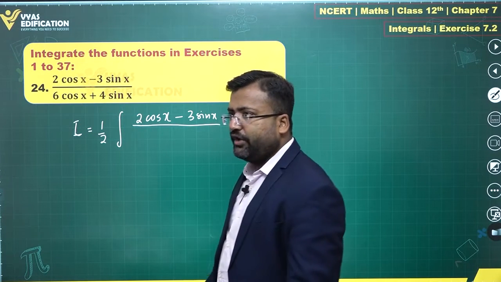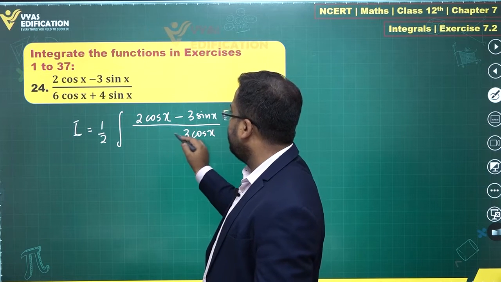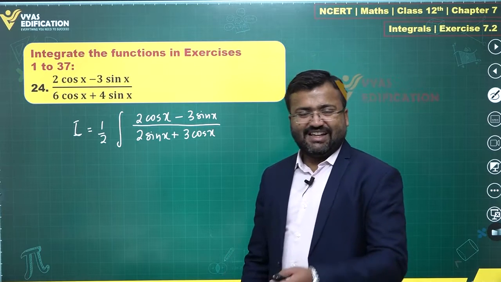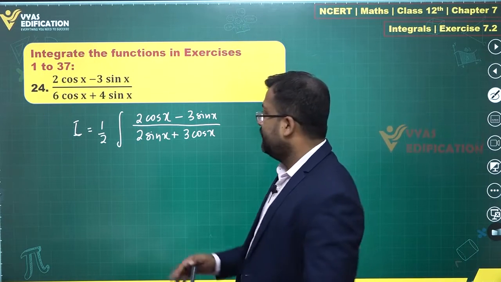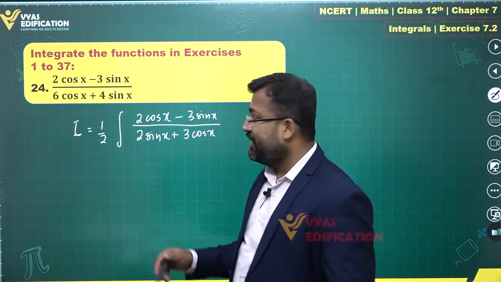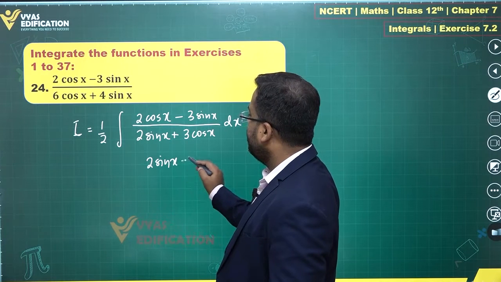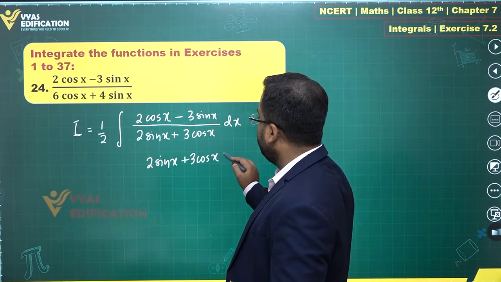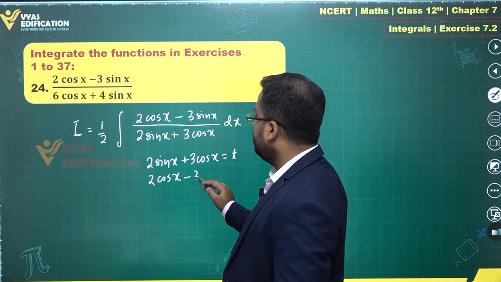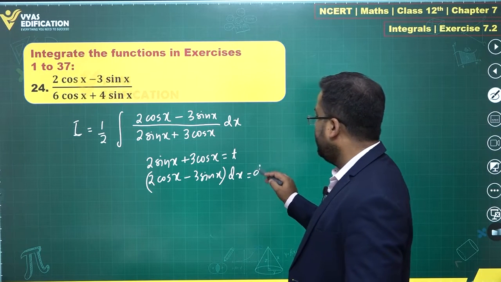In the denominator, what you will have is 3 cos x plus 2 sin x, right? Just rearranged a bit. Why do we do that? So that you can observe the derivative of this is exactly there in the numerator, right? So 2 sin x plus 3 cos x can be written as t. This makes 2 cos x minus 3 sin x dx equal to dt.